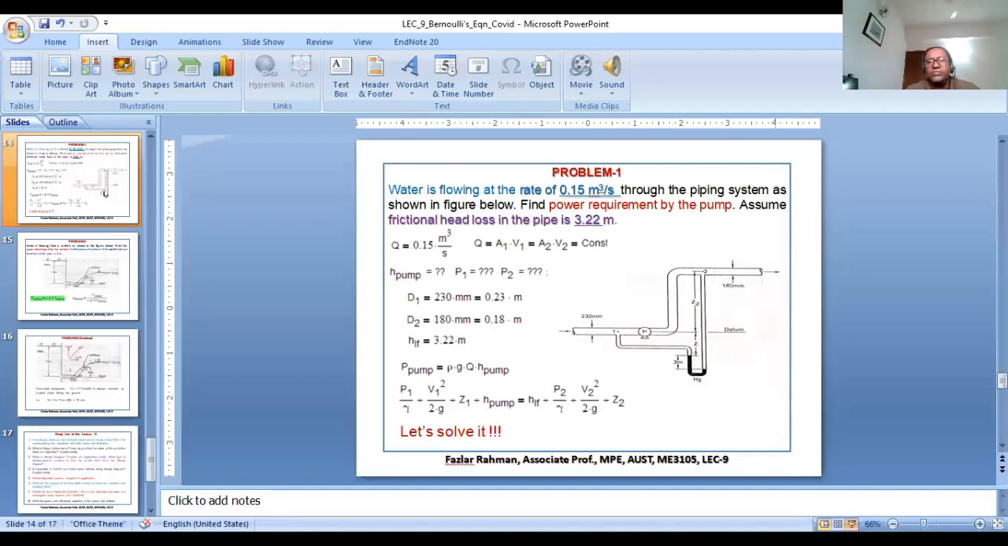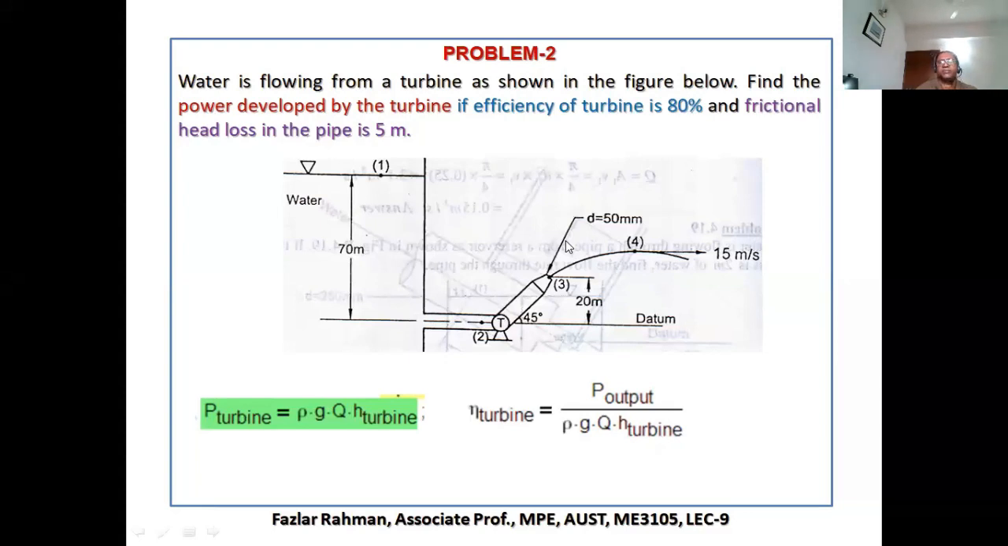Problem number 2. Okay, this one. You see, this is kind of a dam. Water is coming from the left side, and the height of the water is increasing. Total height is 70 meters. And then there is a turbine. So what does a turbine do? It takes energy from the fluid and produces mechanical energy. So the turbine is producing some energy right over here. Then the fluid goes through the nozzle of the turbine right over here with a certain velocity.